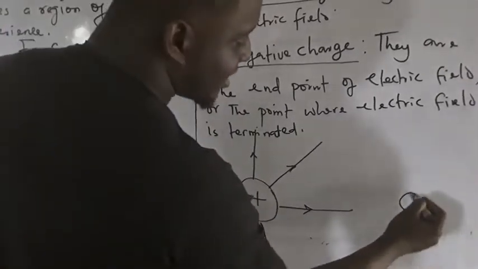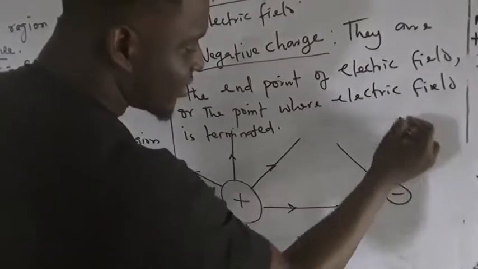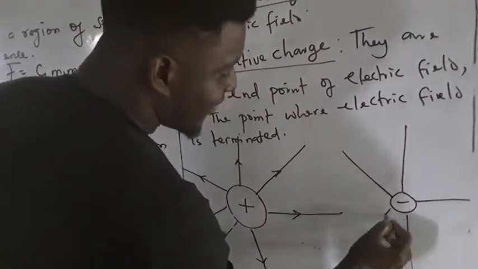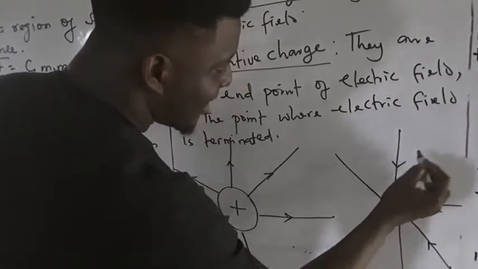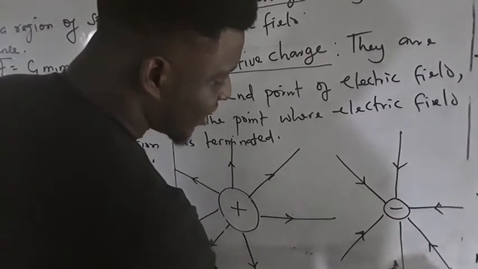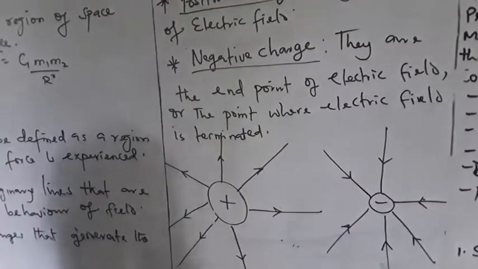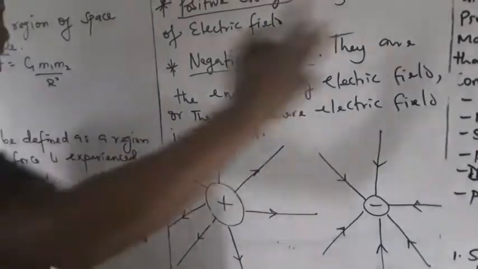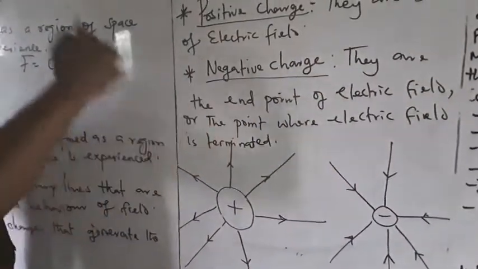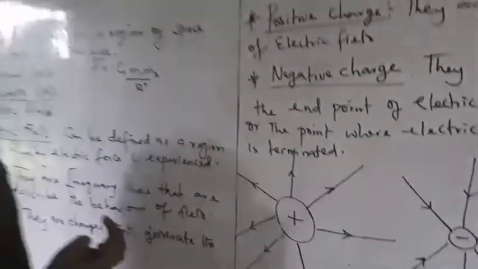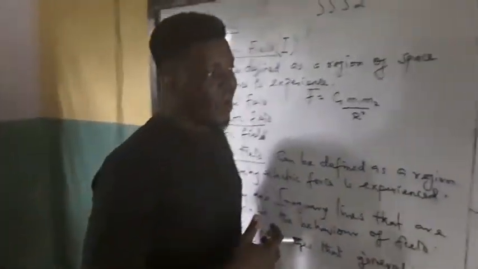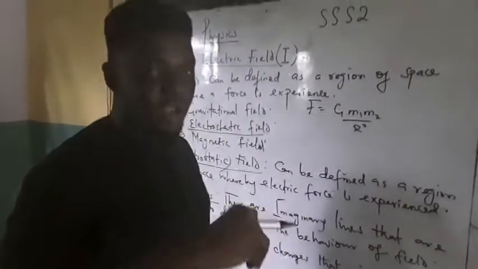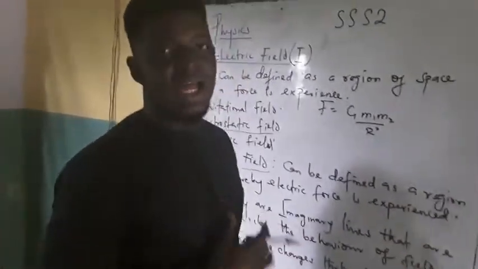And for negative charge, we have this also. But you see the difference between the positive and the negative charge. The field lines are terminated at that point for negative charges. So the positive charge gives out, while the field lines for negative charge take in, as you can see illustrated. The positive charge is the source of the electric field, while the negative charge is the point whereby the field lines are terminated.